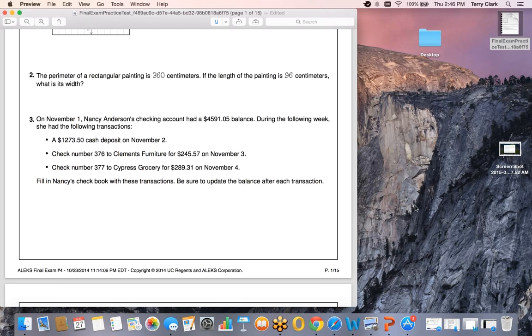Now, from here, we've got to do the order of operations. So we're going to use the order of operations to solve what we know. That means we're going to do the multiplication of 2 times 96 first. So that's 2 times 96, and that's going to give us 192. So we're going to have 360 equals 192 plus 2W.